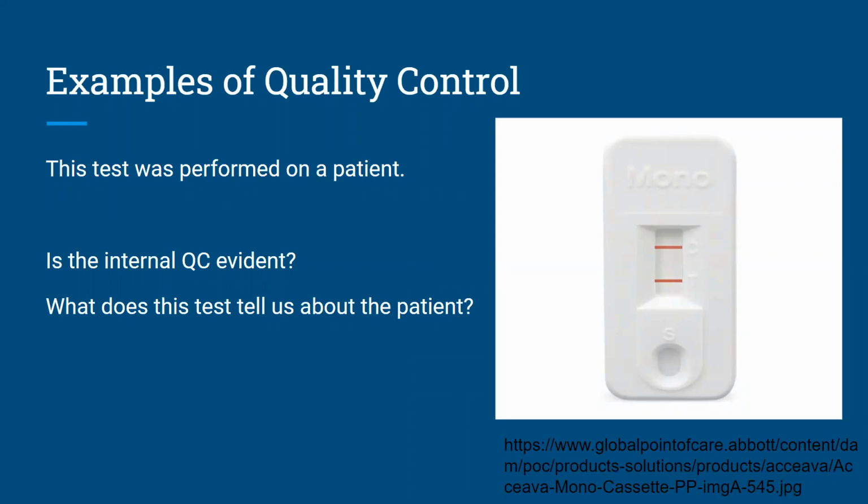So a few examples. If this test was done on a patient, what would be the internal QC? The internal QC is indicated by that control line, that's the positive internal QC, whereas the negative internal QC is the clear background, where it's very evident that those lines are very prominent and there's no streaking or any confusion there.